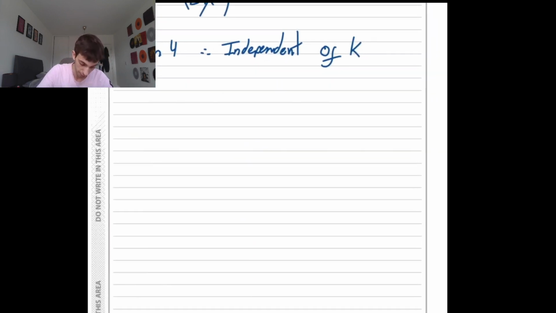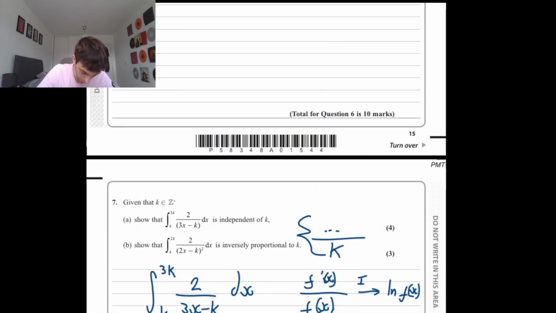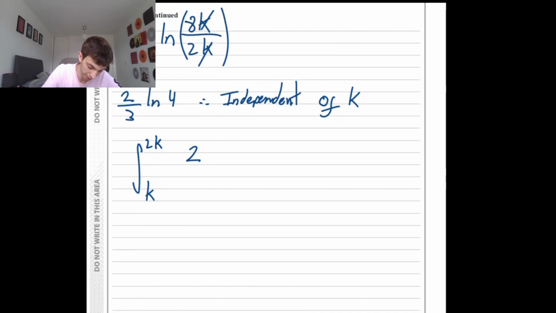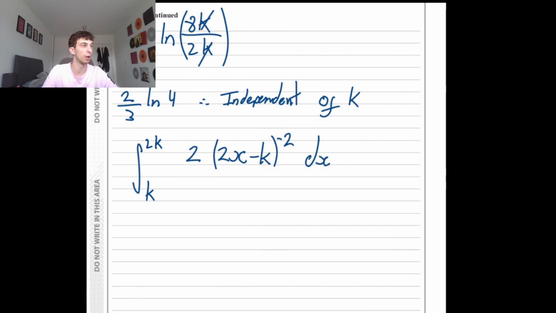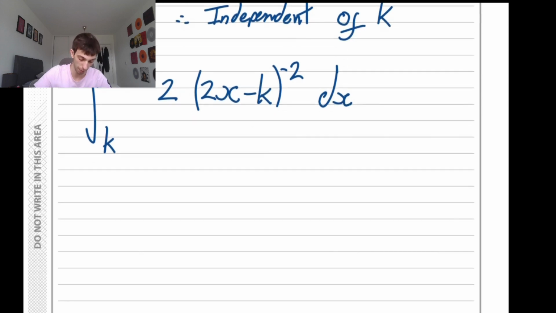So let's integrate it. We have the definite integral, 2k upper limit, k lower limit, of 2 over (2x minus k) squared. However, when we're integrating, we're going to rewrite that (2x minus k) squared as (2x minus k) to the power of minus 2. So here we can do some simple integration as we normally would by raising that power up. This is a reverse chain rule here. All we have to do is raise that power up by 1, divide by the new power, and divide by the inside of the bracket differentiated.